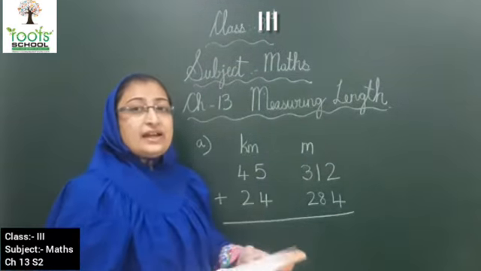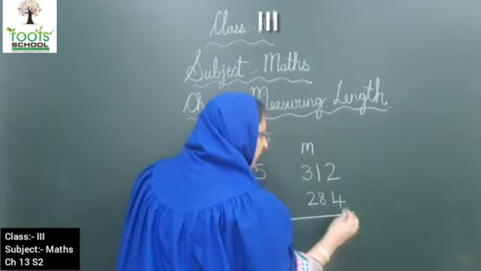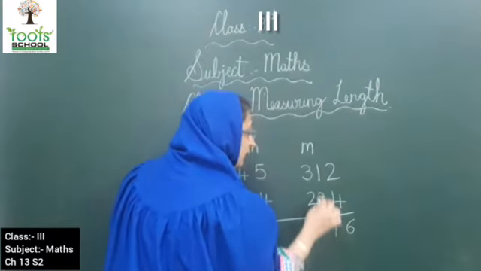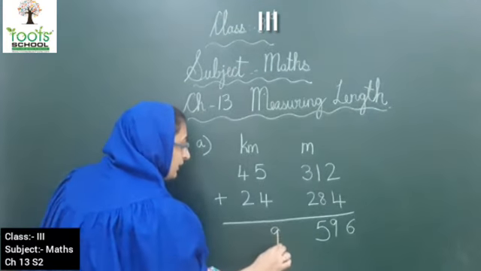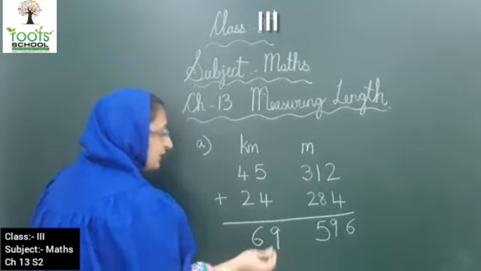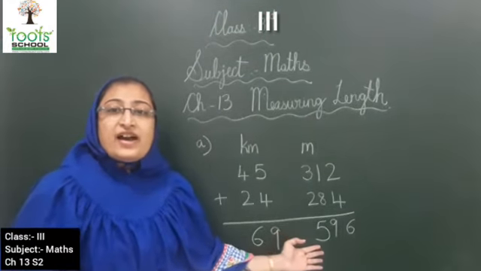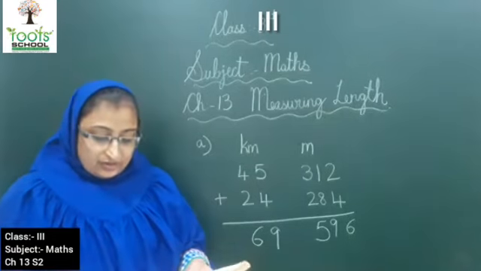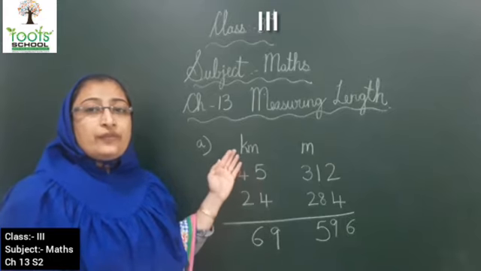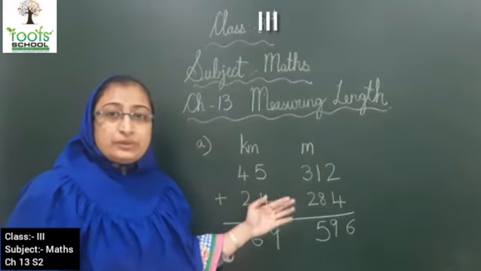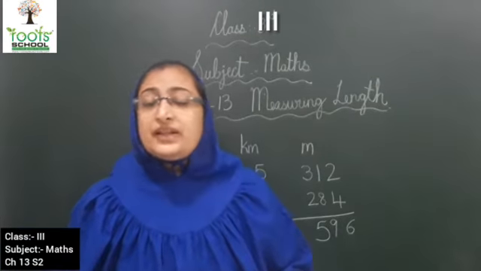So kids, we will start adding from the meters. 2 plus 4 is 6, 8 plus 1 is 9, 3 plus 2 is 5, 5 plus 4 is 9 and 4 plus 2 is 6. So kids, what is the answer? 69 kilometers, 596 meters. Understood? You have to keep in mind that you have to add kilometer with kilometer, meters with meters, and if the unit is in centimeter, you have to add centimeter with centimeter.